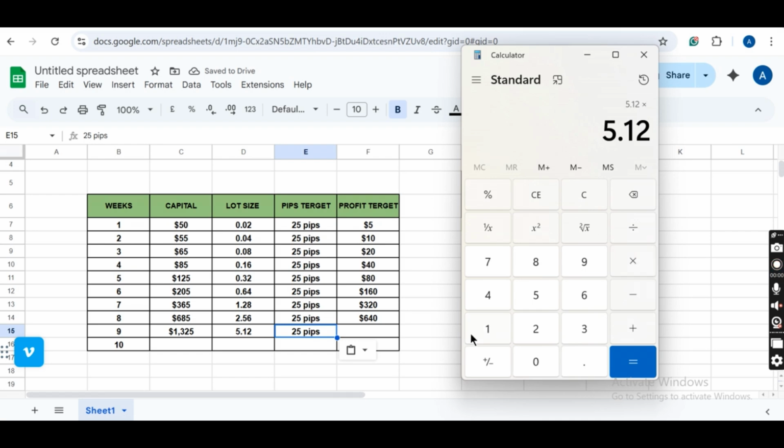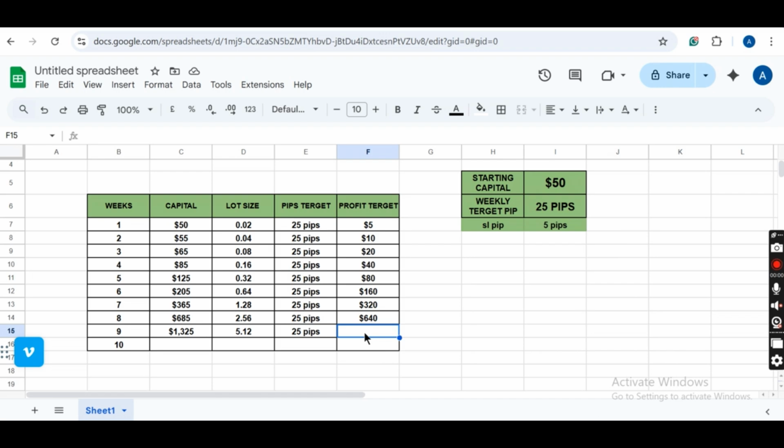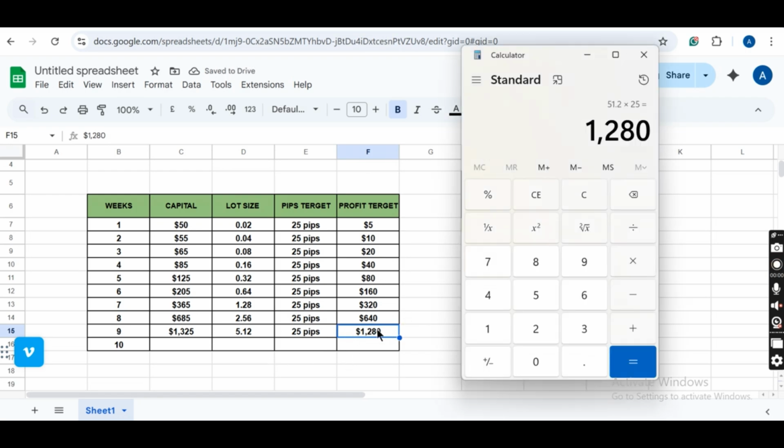So idan muka ce 5.12 times 10, each and every pip zai bamu 51.2. And then idan muka yi shi by 25 pips, it's going to give us 1,280. So target namu for one week din is going to be 1,280. So idan muka ending up week 9 with 1,280 plus initial capital da muka fara week 9, which is 1,325. So it's going to give us 2,605, which is a capital da zamu fara for week 10, 2,605.